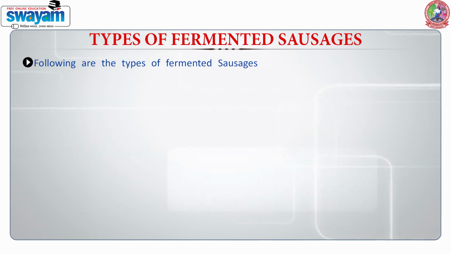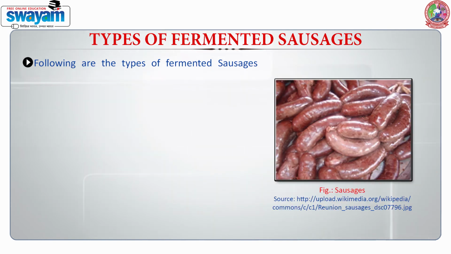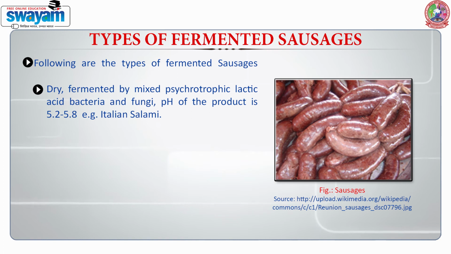There are many types of fermented meat product, and sausages are one of the prominent ones. Among the sausages, there are different categories. The first one includes the dry sausages, which are fermented by mixed psychrotrophic lactic acid bacteria and fungi, and the pH of these products is in the acidic range of 5.2 to 5.8. An example is Italian salami.